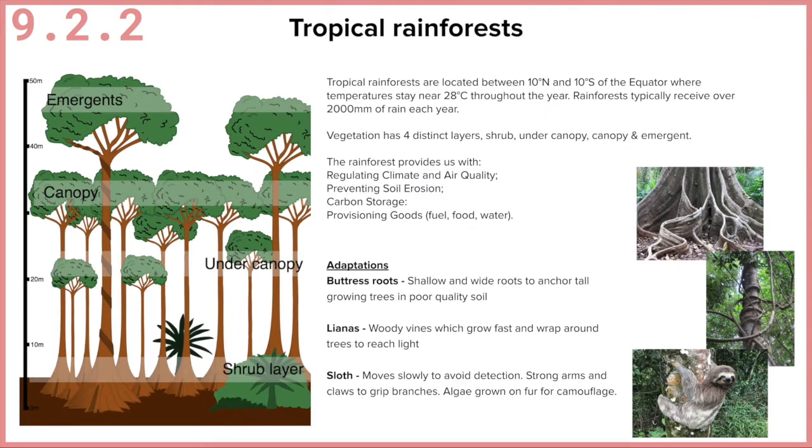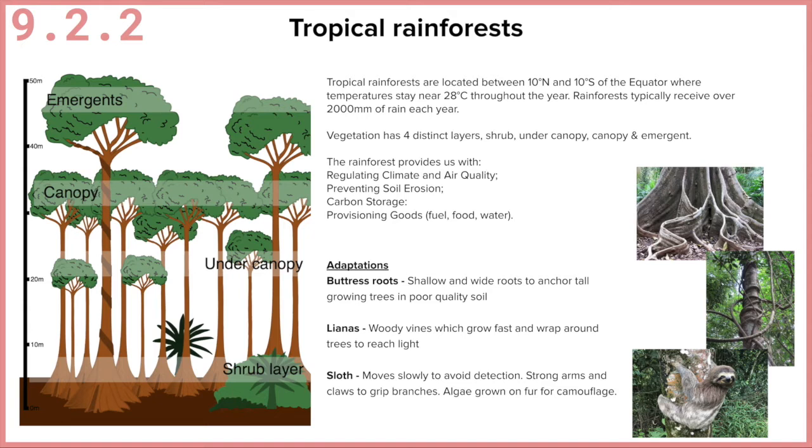Next up are tropical rainforests. Now the tropical rainforests, as we discussed in our last slide, occur around the equator. So tropical rainforests are located between 0 and 10 degrees north and south of the equator, where the temperatures are nearly always at least 28 degrees Celsius all year round, and they receive a lot of rainfall, around 2,000 millimeters of rainfall a year, which is massive compared to UK standards.